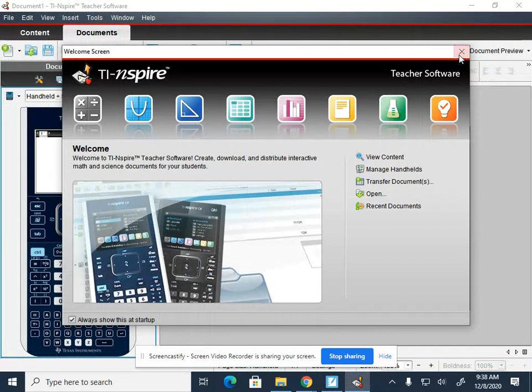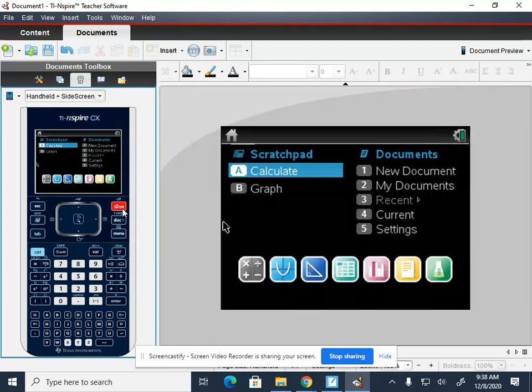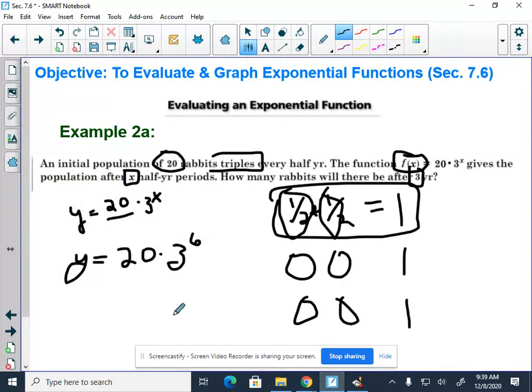Now we're just taking our calculator and we're saying, how many rabbits would there be? 20 times 3 to the 6. 14,580 rabbits.